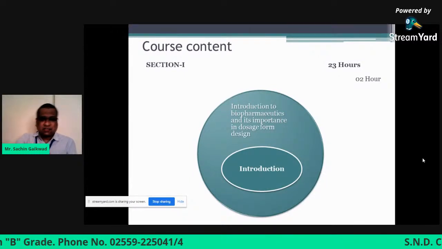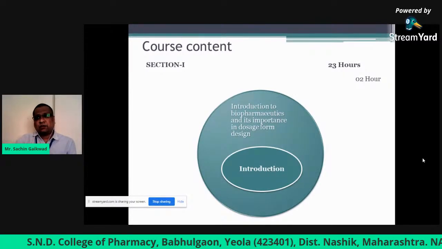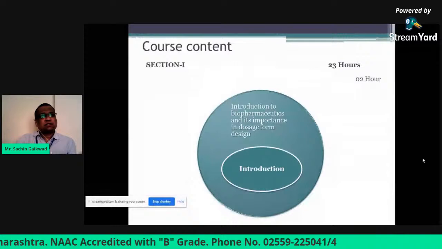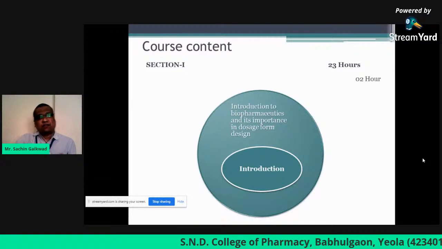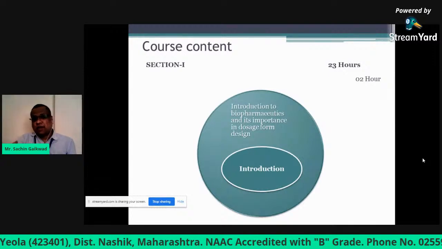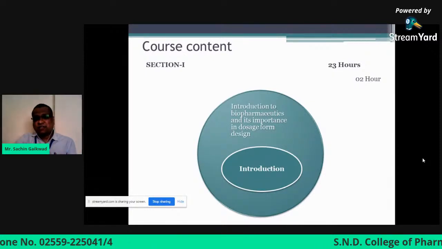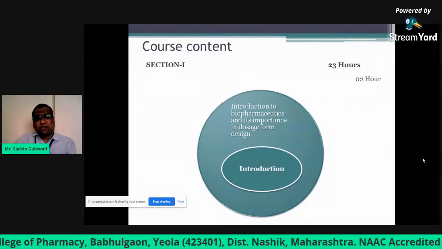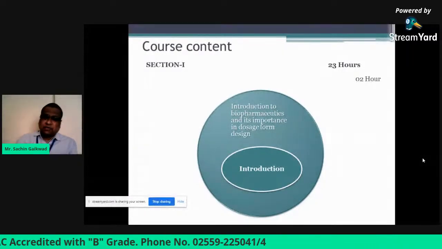Okay, now we will discuss section first. In that, the first chapter is the introduction. For that, 2 hours are in our hands to complete this chapter. The introduction means the basic things. Basic things means the various definitions, such as pharmaceutics and biopharmaceutics. What is the actual difference between pharmaceutics and biopharmaceutics? What is meant by absorption? What is meant by bioavailability? What is meant by absolute bioavailability? All these terminologies which we will have to face in upcoming lectures are included in this introduction section, because all this basic information is important for development of a new dosage form. So this is the basic chapter.